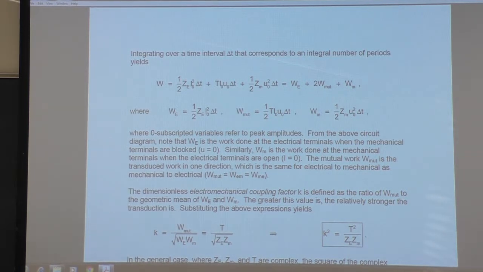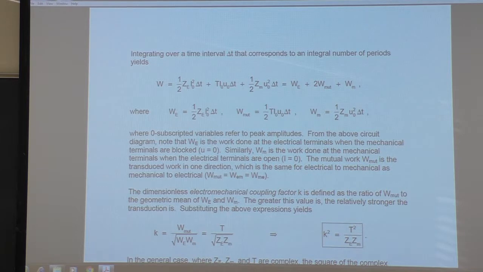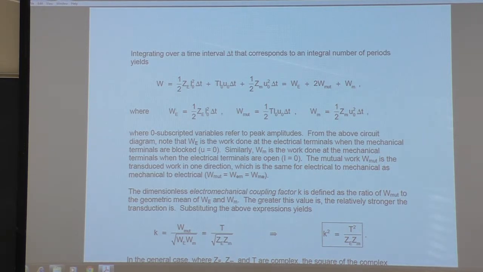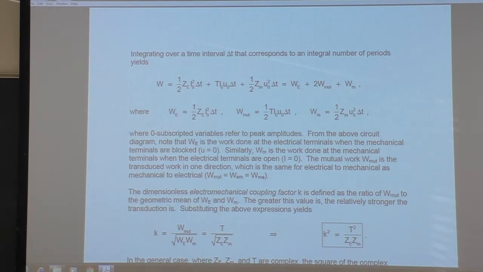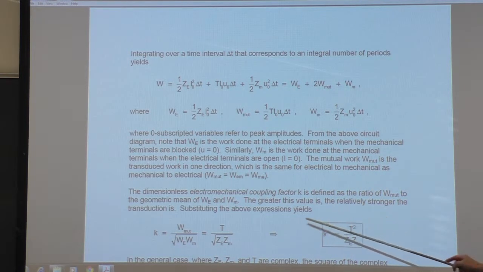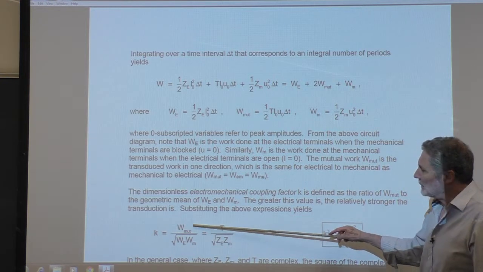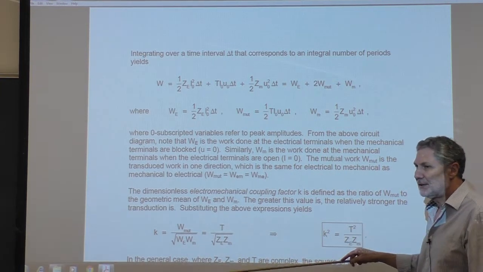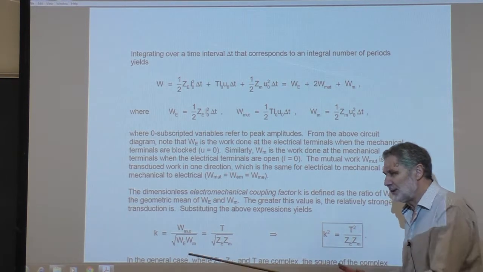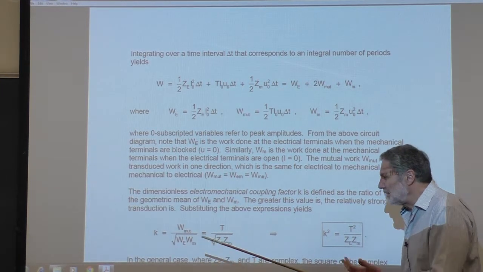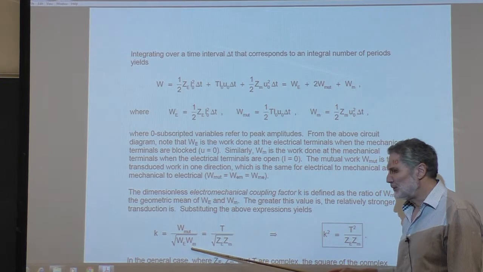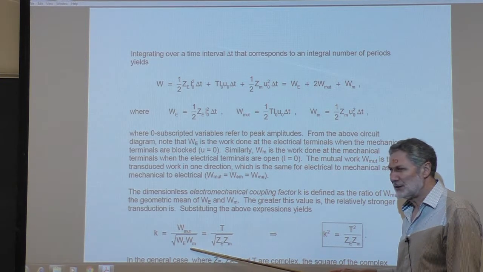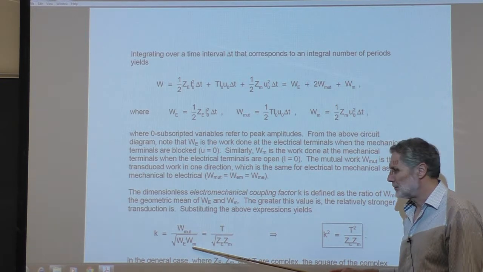So here's the definition of the electromechanical coupling factor. First of all, it's very important for you to recognize that it is a dimensionless number. It has no units. It's a ratio, defined to be the ratio of W mutual, the work going one way, divided by the other works. And to treat them on equal footing, we use the geometric mean here.